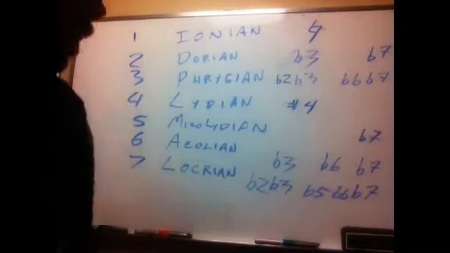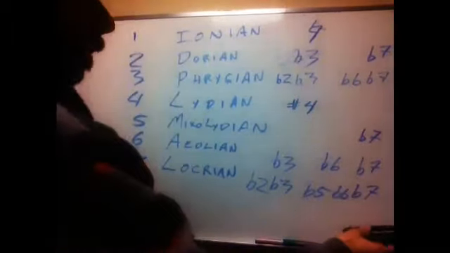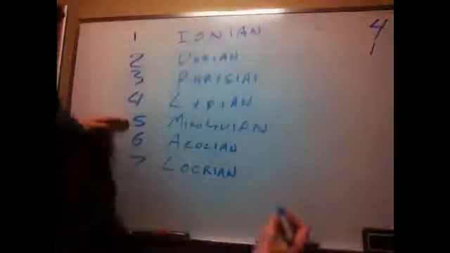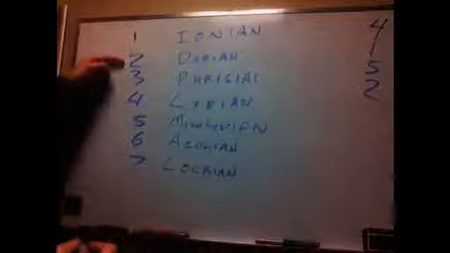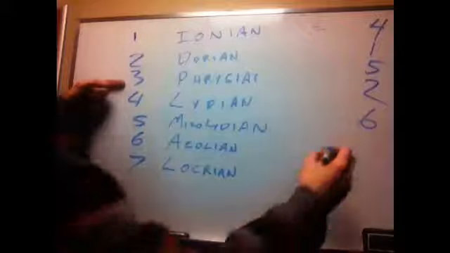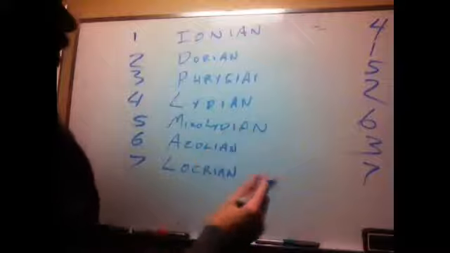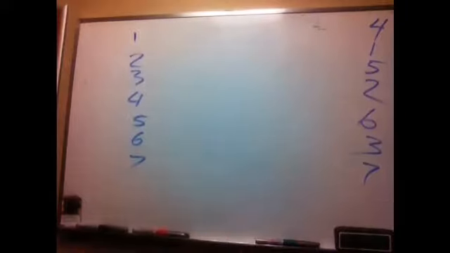So if we order these in order of their brightness, Lydian is the brightest, so Lydian 4 is the brightest, mode 1 is the next brightest, mode 5 is the next brightest, mode Dorian 2 is the next brightest, mode 6 is the next brightest, mode 3 is the next brightest, 7 is the darkest. Now this is the next fun part, coming up.